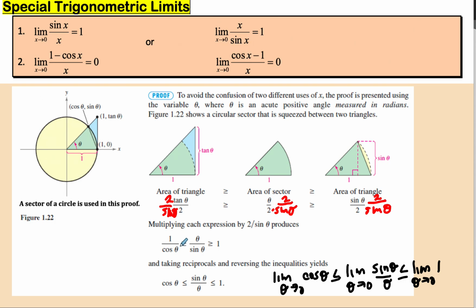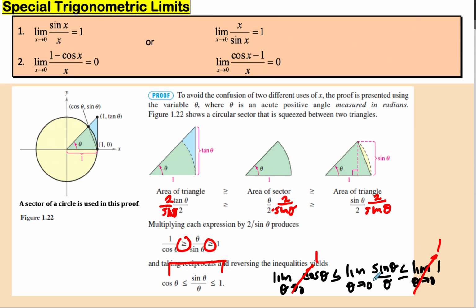Okay, now these are all greater than symbols. Now I'm going to do the reciprocal, and when I do the reciprocal, I have to change my inequality. So then this becomes this. So now I have these 2 functions, and this function is caught between these 2 functions. I'm going to take the limit as theta approaches 0 of this side and the inside. And I can see that the limit as theta approaches 0 of cosine is 1. The limit as theta approaches 0 of 1 is 1.